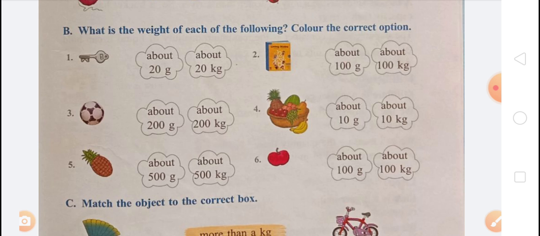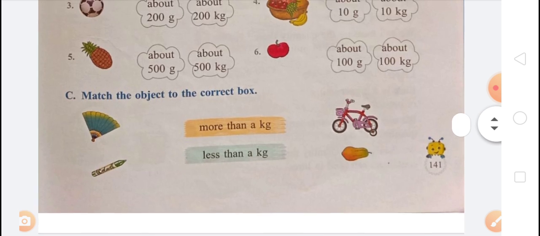Now the next question is, match the object to the correct box. What you have to do? Match the object to the correct box. Listen here.